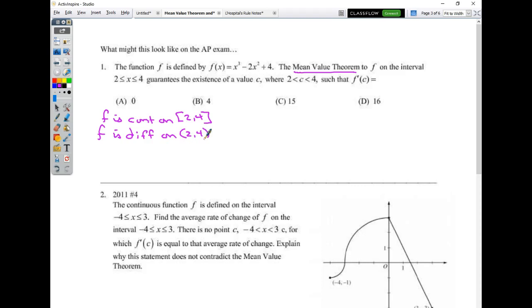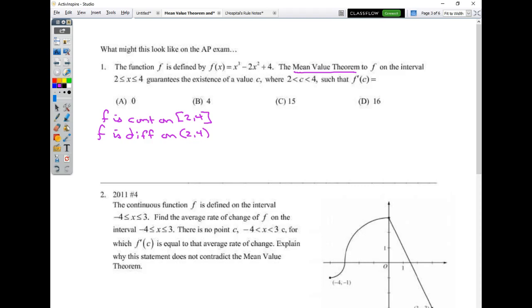We guarantee that some c exists where 2 is less than c is less than 4. I'm going to give you a second to answer the question such that f prime of c equals. I'm going to give you a second to try that out if you'd like. Just make sure to pause the video here so that you have some time to think before I put up the answer.